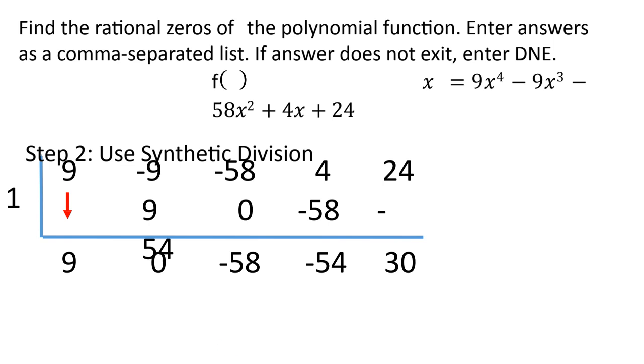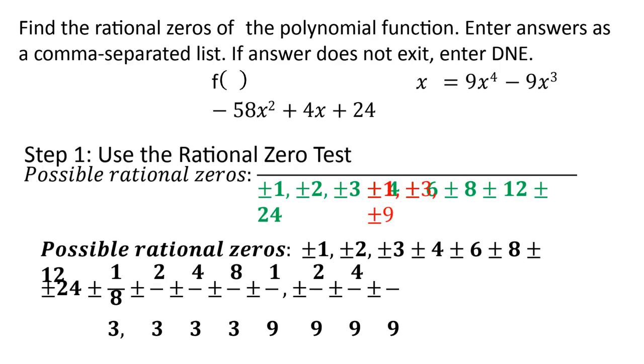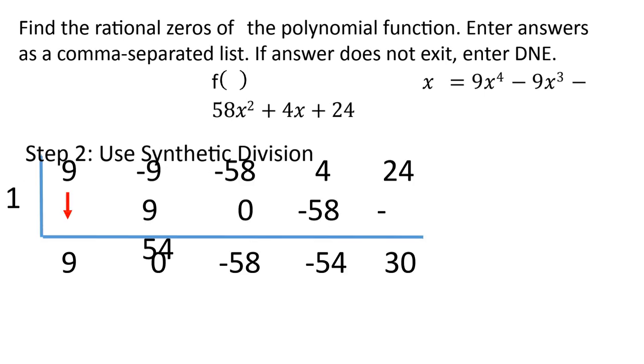So when we have our list of the possible rational zeros, we're going to do the same thing. We're going to choose one and we're going to test it in the original polynomial. So this is my original polynomial and we're going to test number one. Sorry guys.